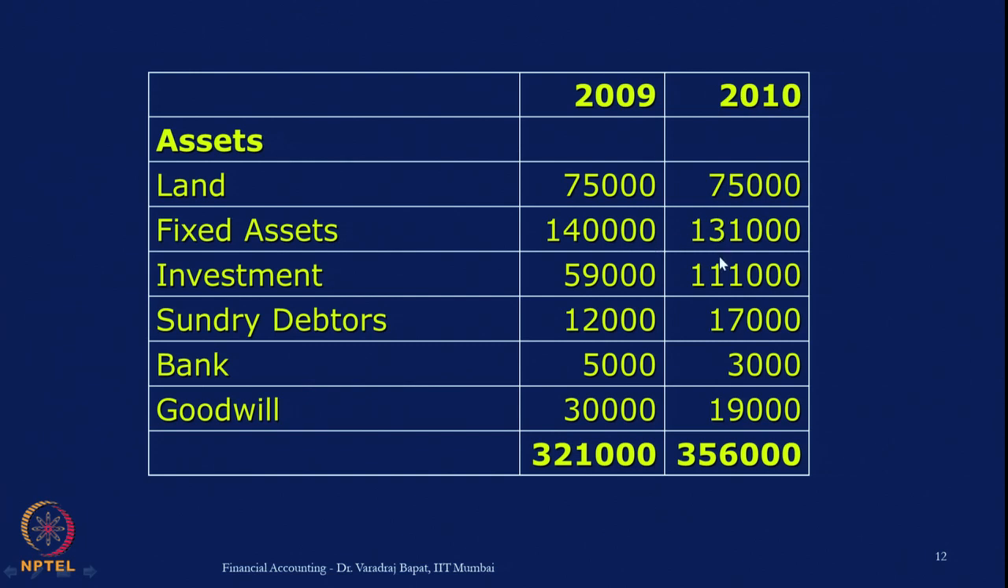So, there is a reduction in the value of fixed asset, no purchase or no sale. So, probably it is dash. We will look at it once again. Investment, 59,000 increasing to 111. So, what type of item is it? There is an increase in investment, we have made payment and investment has increased. So, it is an investing type of flow. First time investing flow is coming. So, mark it as I outflow.